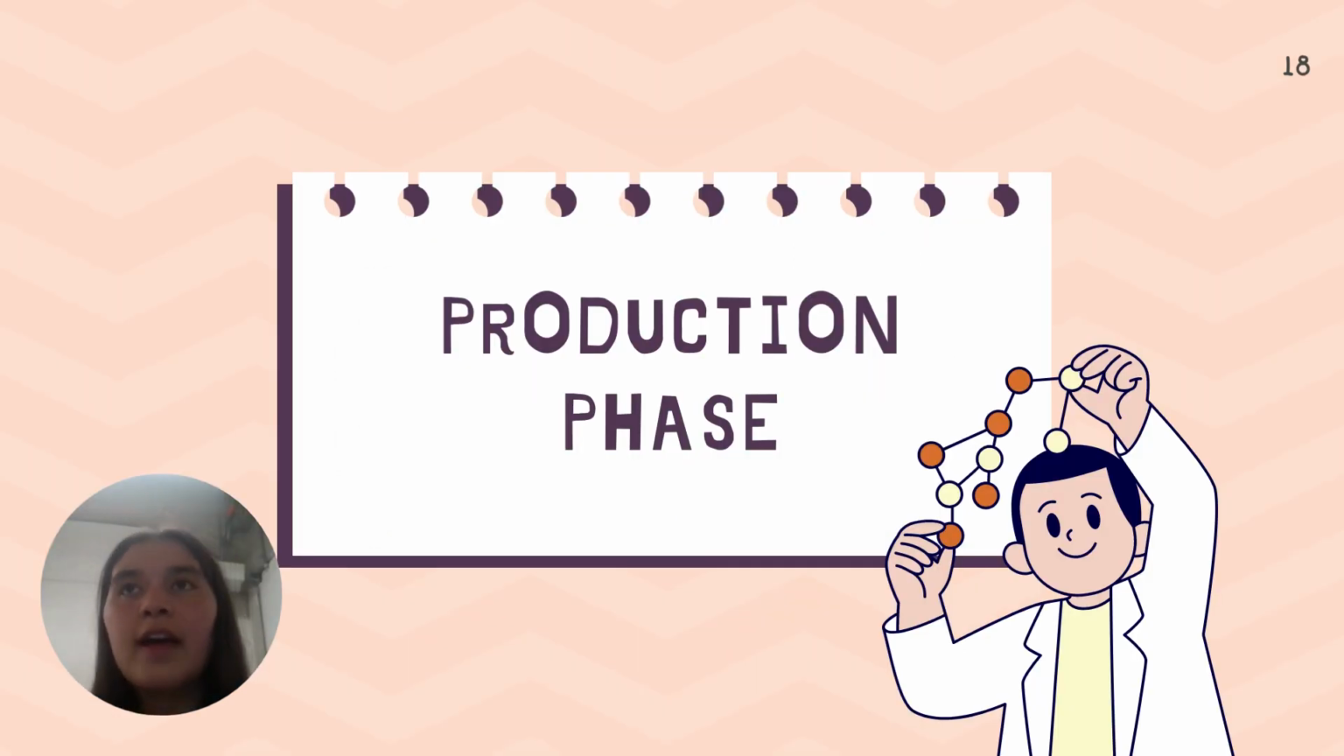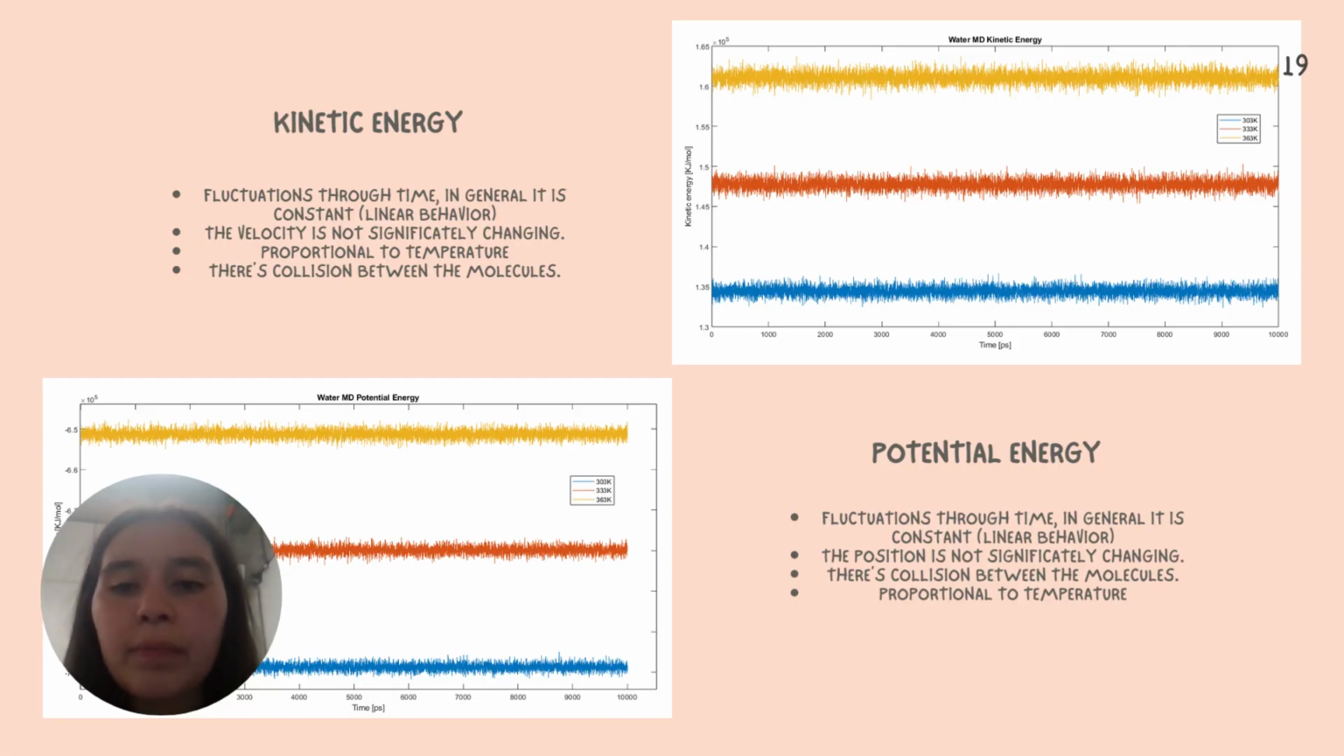And now we're going to show the plots that we obtained for the production phase. First of all, we have the plots for kinetic and potential energy. In both of them, we can see that they have fluctuations through time, but in general, they have a linear behavior in spite of these fluctuations. In the case of kinetic energy, it means that velocity is not significantly changing, and in the case of potential energy, that the position isn't significantly changing.